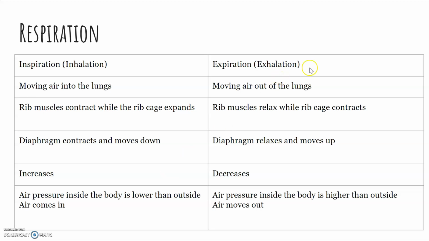When you exhale, right, air is moving out of the lungs because the air pressure inside the body is higher than outside, so that's how air is able to move outward. Your rib muscles finally relax, so your rib cage can contract and go back to normal. The diaphragm relaxes and moves up, so your chest cavity decreases, which again makes a lot of sense.